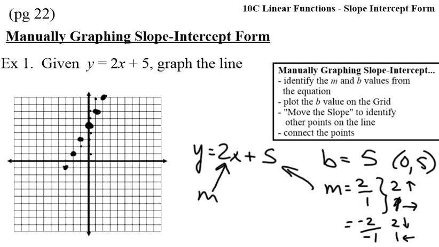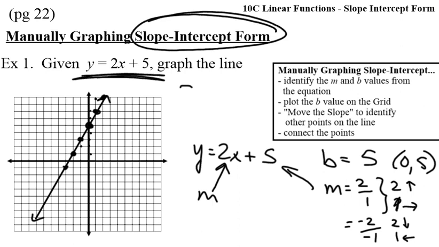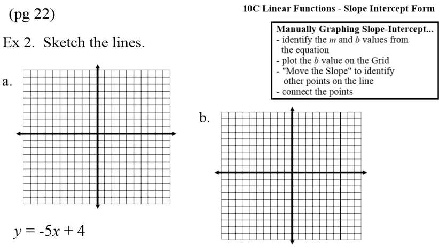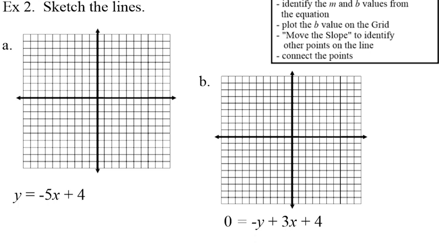Moving the slope allows me to create the appropriate line. But why is it easy to graph this? Because it's in slope-intercept form. We have the slope, we have the intercept, nice and easy, because we've already done it, just not with an equation. So, page 22, number 2A, 2B. Let's try it real quick.